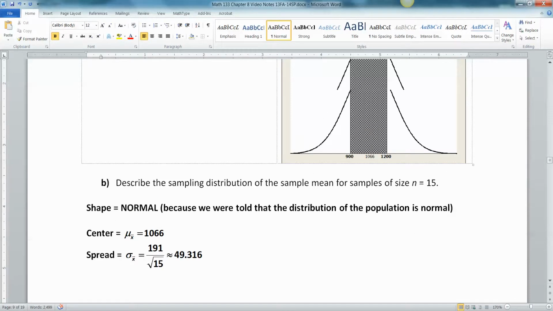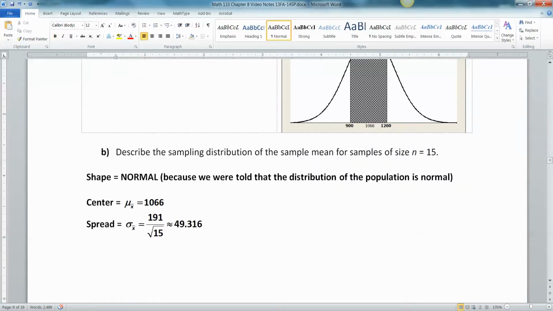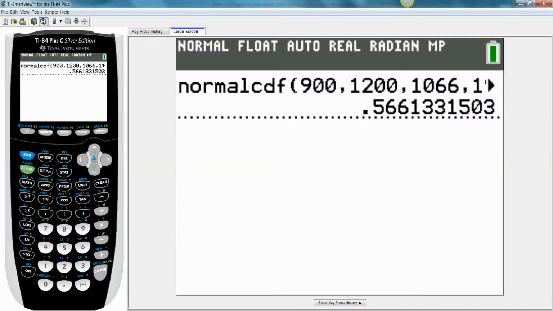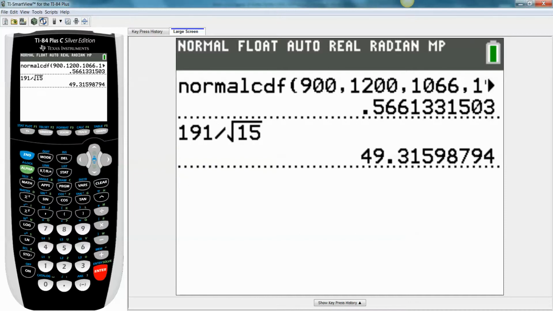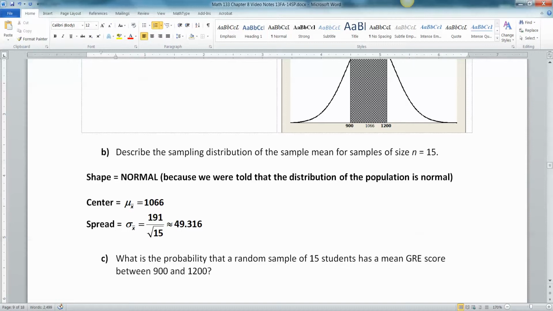The mean is 1066 because that's your population mean, mu. And your spread, however, is going to shrink. It was 191, but that's for individual test takers, individual people. But now we're going to make it smaller. We're going to make it 191 divided by the square root of 15. And if I grab the calculator and type that, 191 divided by the square root of 15, enter, you get 49.316 or so. Okay, so that's where that spread came from.